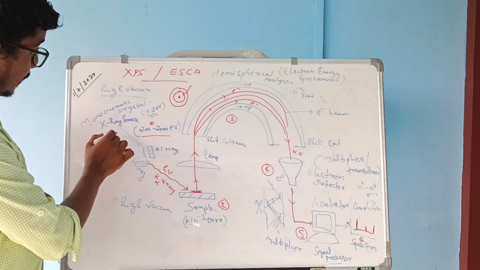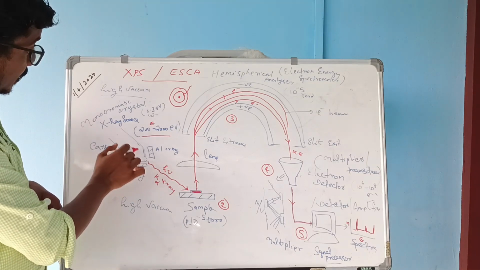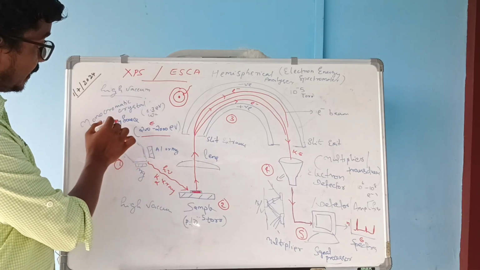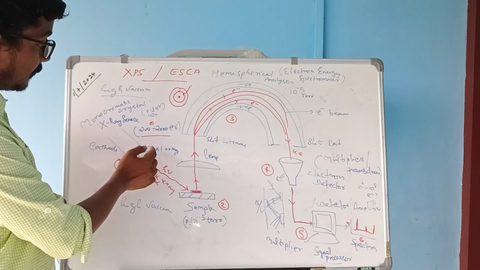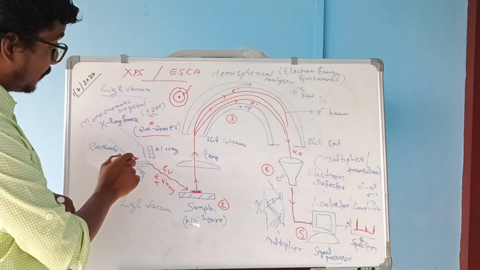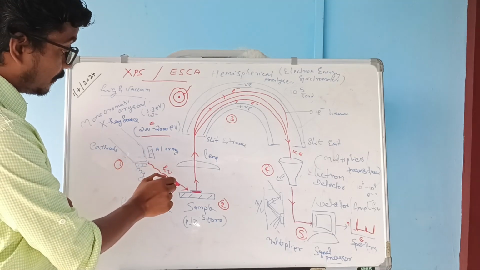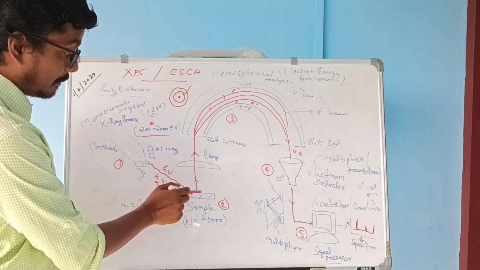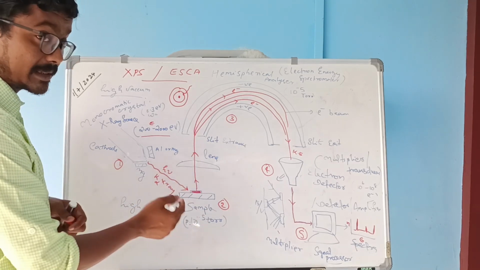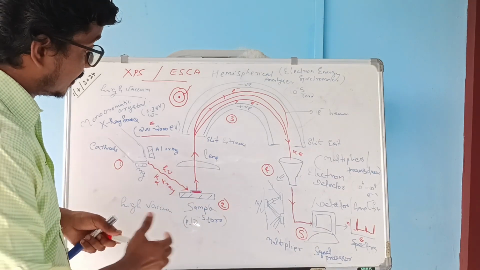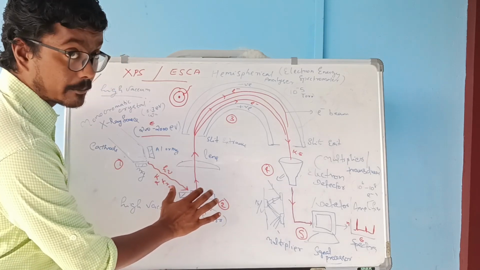This is the cathode tube. By generating the X-ray from magnesium or aluminum metal in the cathode ray tube, the X-ray beam hits the sample. This is the sample holder, where we are keeping the sample.